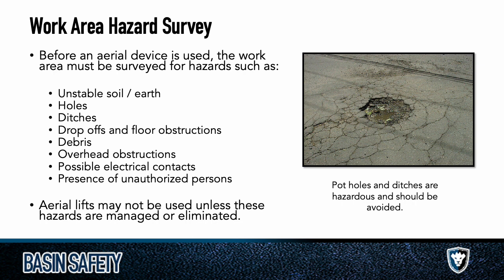And that kind of moves into our work area hazard survey. So, potholes, unstable soil is another big one. Holes, ditches, drop-offs, obstructions, debris, overhead obstructions, power lines, presence of unauthorized persons. These are all things you need to check before you go to operate these things.